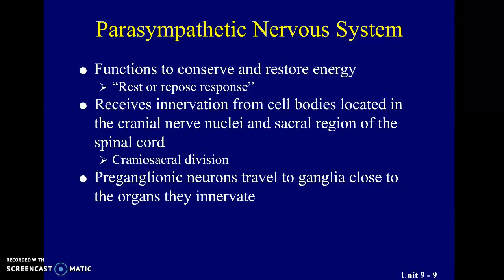The parasympathetic nervous system, its ultimate function is to conserve and restore energy, so the rest or repose response, as it's sometimes referred to. This receives innervation from cell bodies that are located in the cranial nerve nuclei, as well as the sacral region of the spinal cord. So note, there's nothing in cervical, thoracic, or lumbar divisions of the spinal cord. They're only receiving innervation from cell bodies that are located in craniosacral divisions.